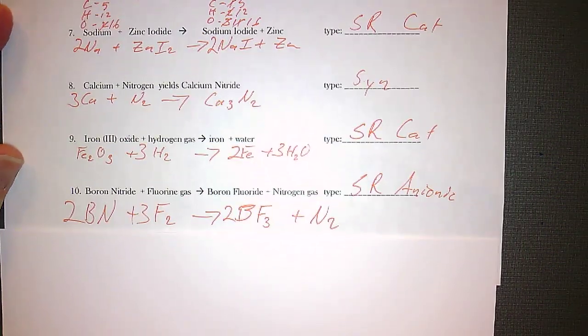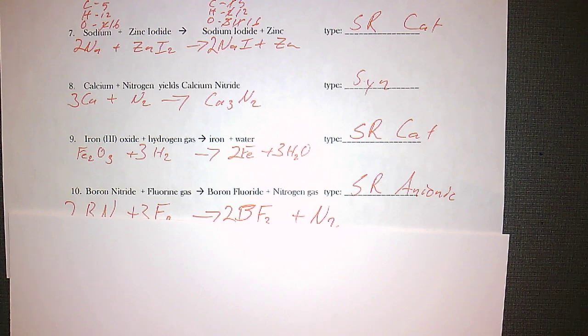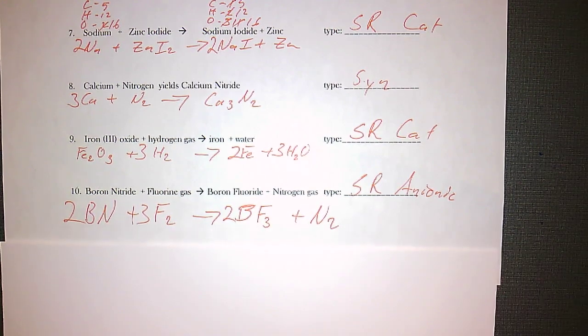Boron nitride would be BN. All right. Then fluorine gas is F2, gives you BF3 and N2, and so you'd have to have 2, 3, 2, 1, and this is a single replacement, anionic, because the negative thing is what switches places. Are you with me? Okay, let's go over the backside.